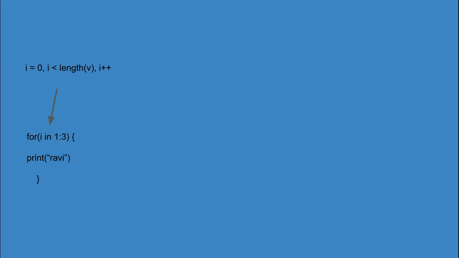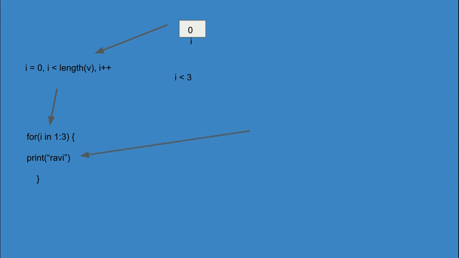So I will explain the code. i equal to 0 means I create a variable and put 0 in it. Okay, then the length of v is 3. So i equal to 0 and 0 less than 3, which means it is true, so the computer executes the code.